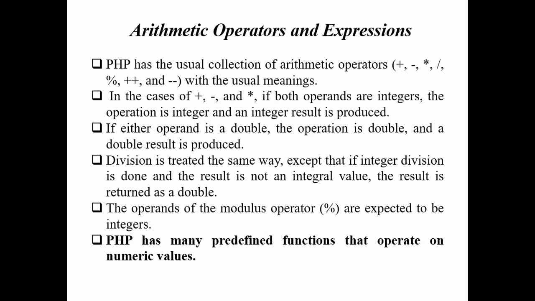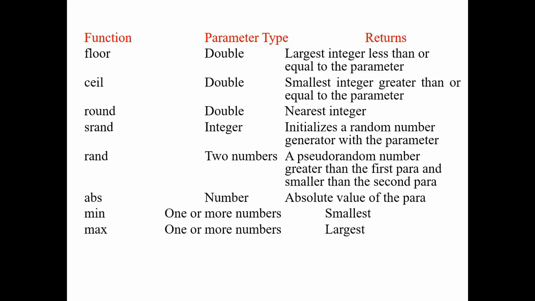And similarly, PHP has many predefined functions that operate on numeric values. So these are some of the functions. These work on numeric values, and these functions have different meanings. One of the examples is absolute value. This function is used to find the absolute value of a particular variable, without regard to the sign. So these are some of the functions anyway.